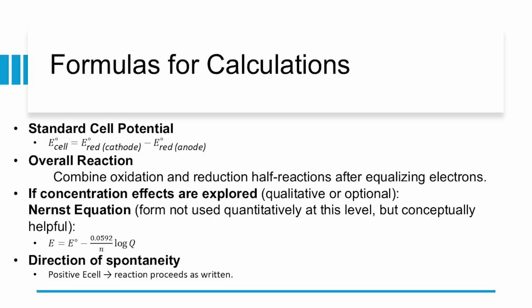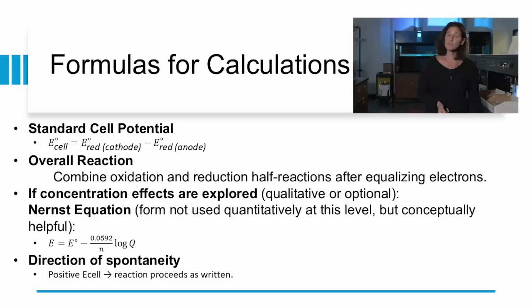Some important equations you're going to need are your equation for standard cell potential. You're going to need your overall balanced equation. And if we get to the part where we get to use concentrations, you're going to want to use your Nernst equation. And just one last reminder, a positive cell potential is going to give you a spontaneous reaction.